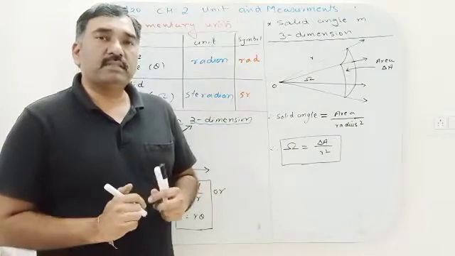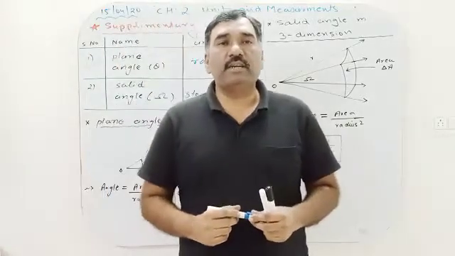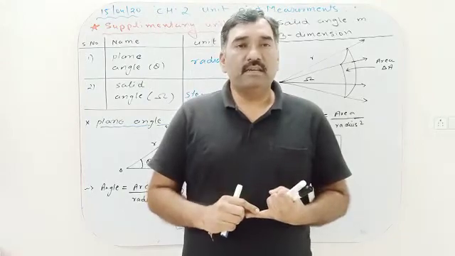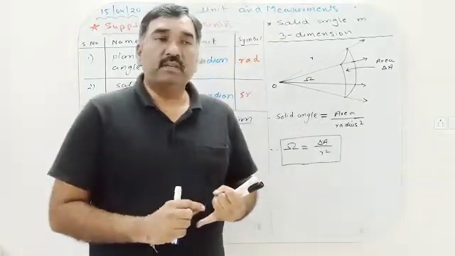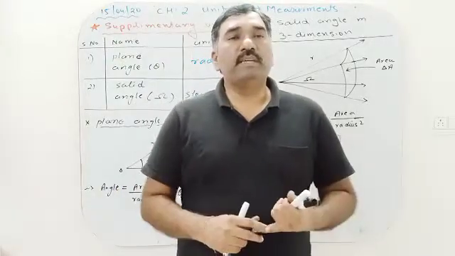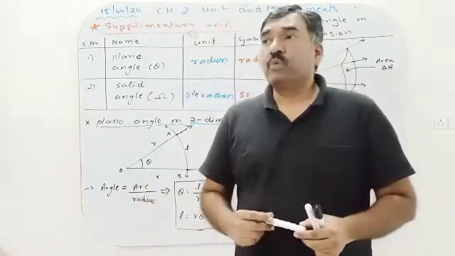So what is a unit? The standard measure of any physical quantity is known as a unit. A unit should be definite, clear, and free from any confusion. It remains constant with time, place, and position. The prototype or replica should be easily available or reproducible.